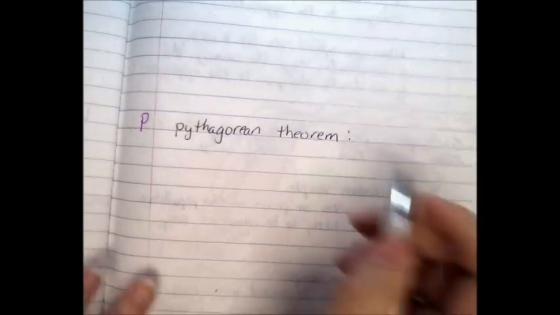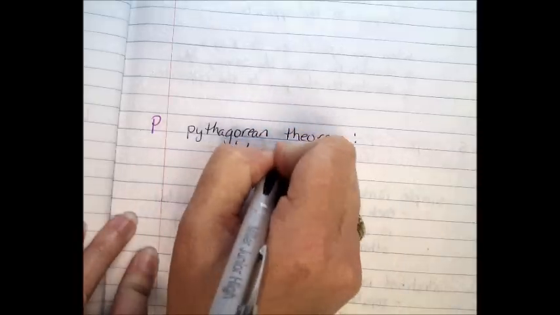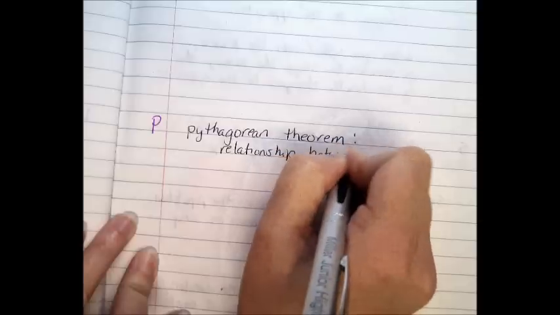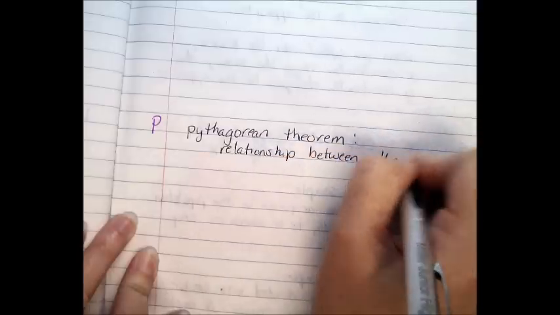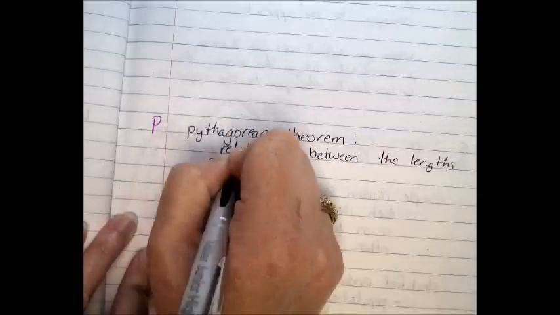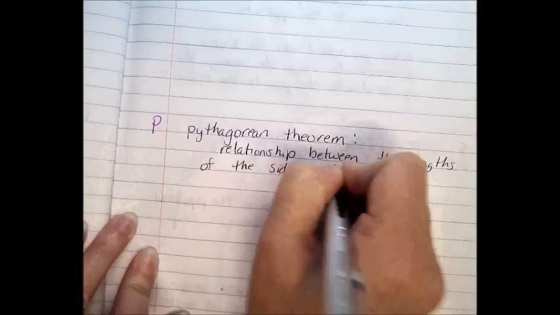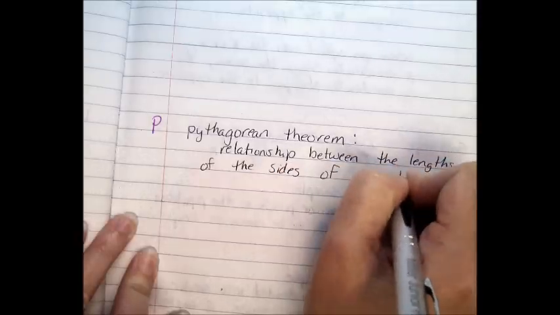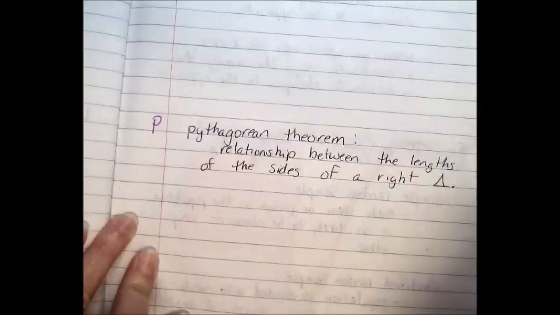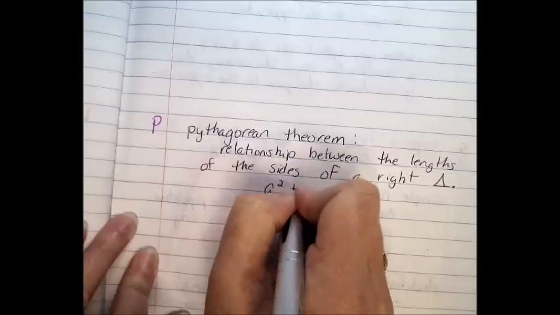Okay, this is the relationship between the lengths of the sides of a right triangle. The formula is a squared plus b squared equals c squared.